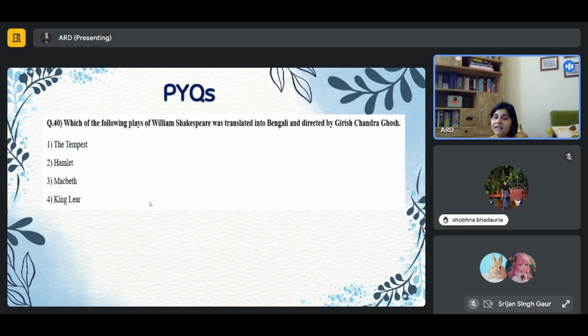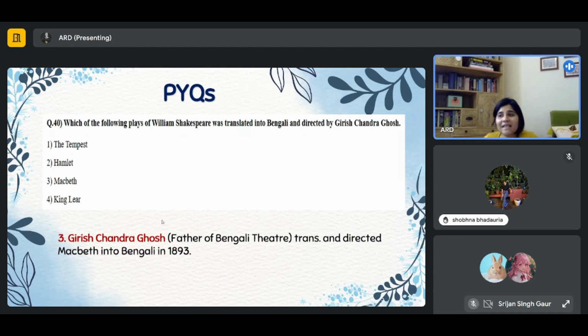So they have asked that William Shakespeare's which play was translated by Bengali playwright and director Girish Chandra Ghosh. Girish Chandra Ghosh, he is known as the father of Bengali Renaissance theatre, pre-independence theatre. Girish Chandra Ghosh ने बहुत सारे spiritual plays लिखे हैं. He is a very important name in Bengali theatre. ठीक है? तो he has translated Macbeth. Is translated and directed Macbeth for Indian plays.